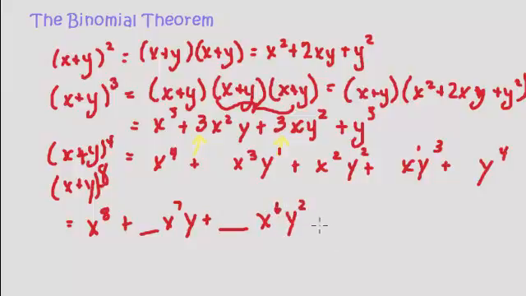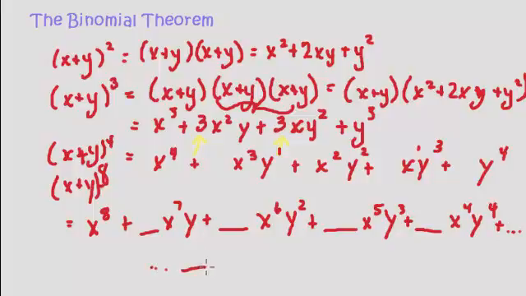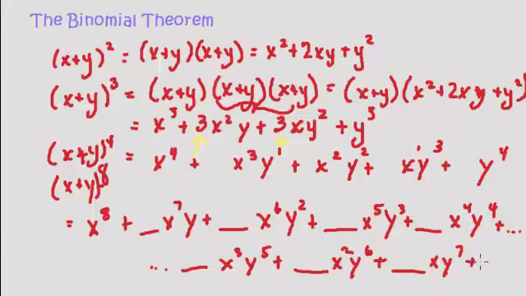Notice how they add up to 8, plus some coefficient x to the 5th y cubed, plus some coefficient x to the 4th y to the 4th, plus, because these things are very long, some coefficient x to the 3rd y to the 5th, plus some coefficient x squared y to the 6th, plus some coefficient x y to the 7th, plus and y to the 8th. So if I could figure out what these coefficients are, life would be so good. And see, I'd already be done.